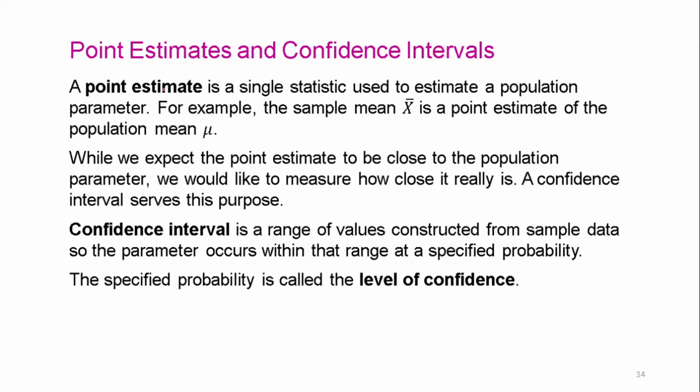So today we will proceed with point estimates and confidence intervals in chapter 5. A point estimate is a single statistic used to estimate a population parameter. So we use statistics to estimate population parameters. For example, the sample mean X bar is a point estimate of the population mean. So we use a sample to estimate the population.